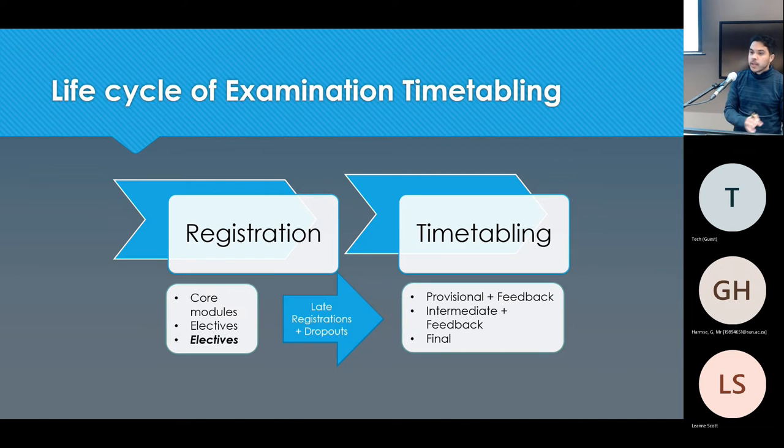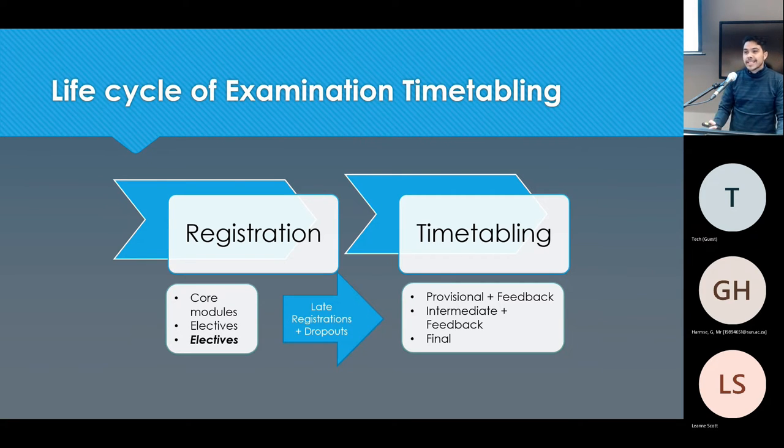And then between that time and where the actual timetabling starts, you have late registrations, students changing their minds, and dropouts for various reasons. Once that's all completed, the examinations officers, who are the people responsible for the timetabling, can actually start on the exam timetabling. So what they'll do is create a provisional timetable based on the information they have, release it to the students and staff, and have an opportunity for feedback.